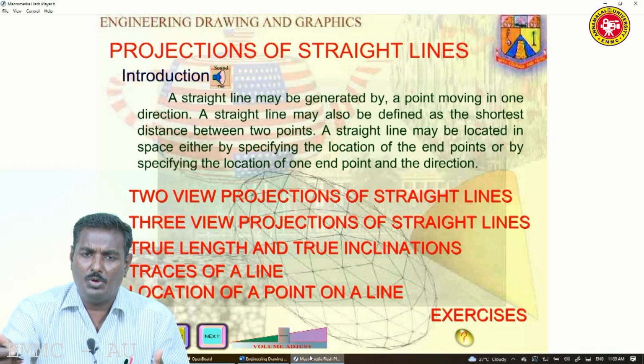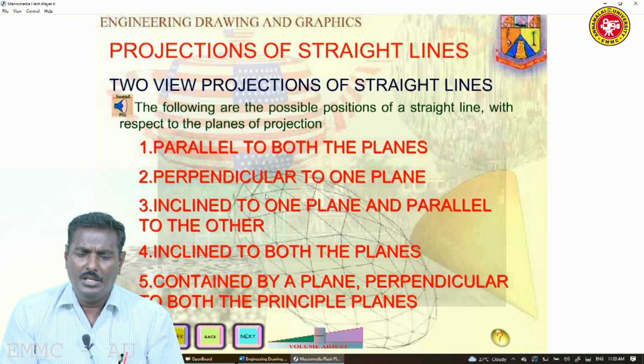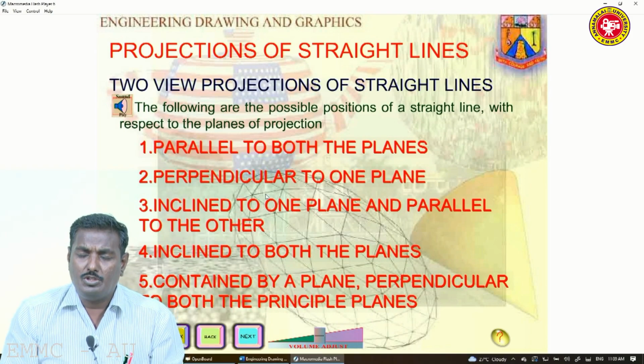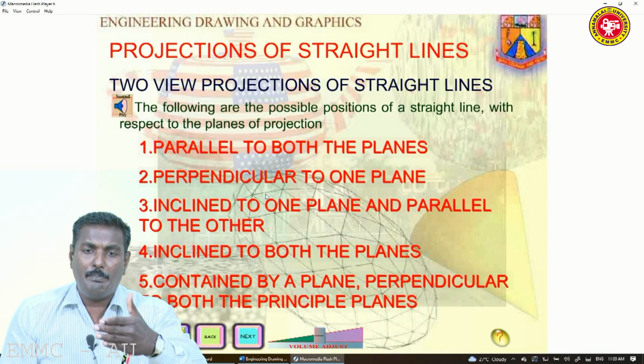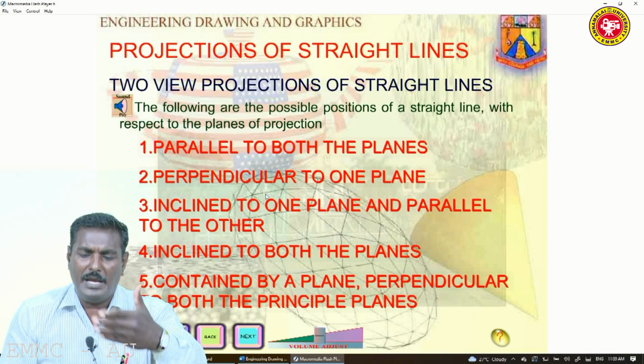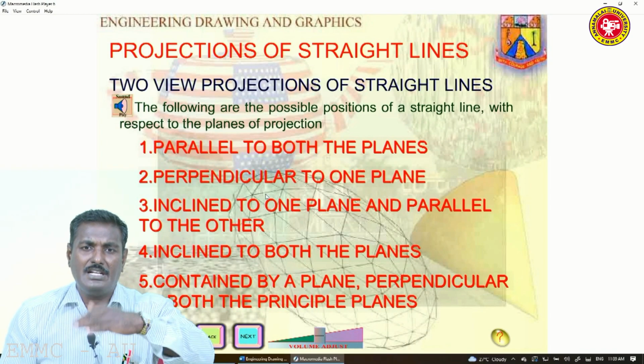Now, we are looking at two-view projections of straight lines. In two-view projections, what about these listed cases? Parallel to both planes, and perpendicular to one plane. What is the concept? If you take any straight line, it may be parallel to the vertical plane as well as the horizontal plane.